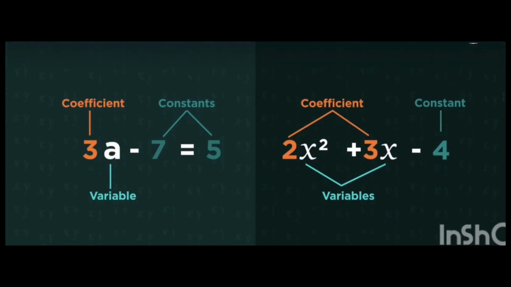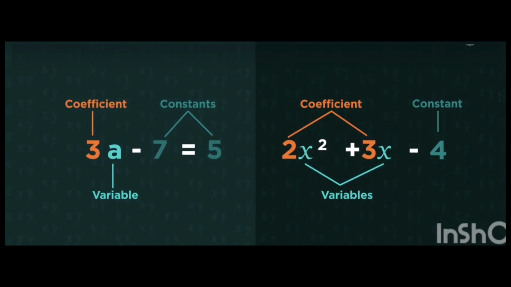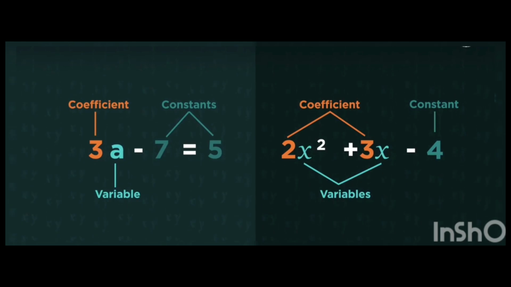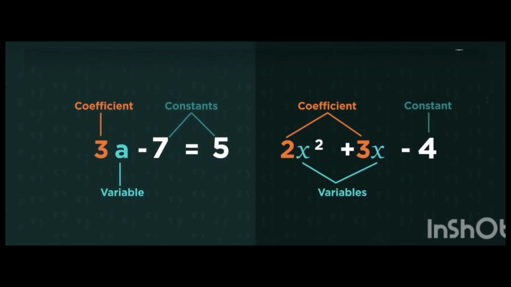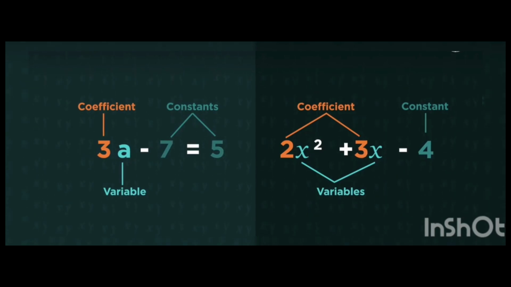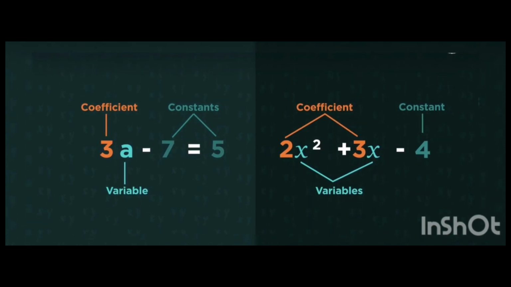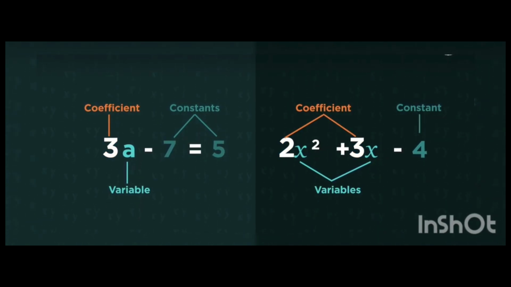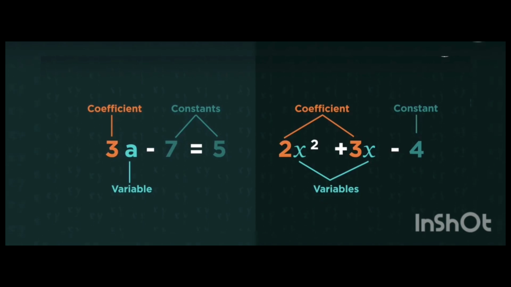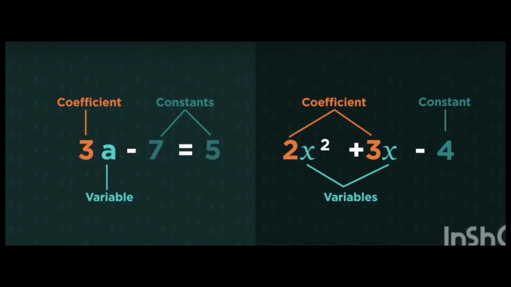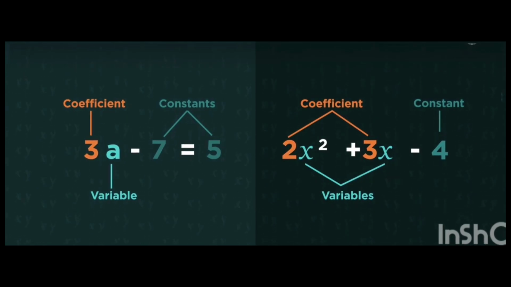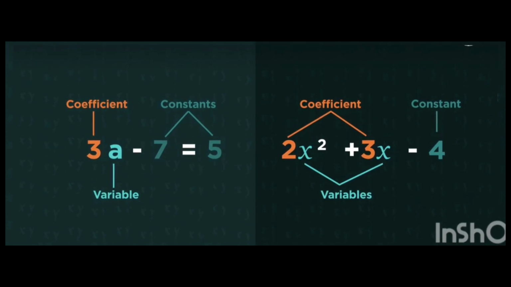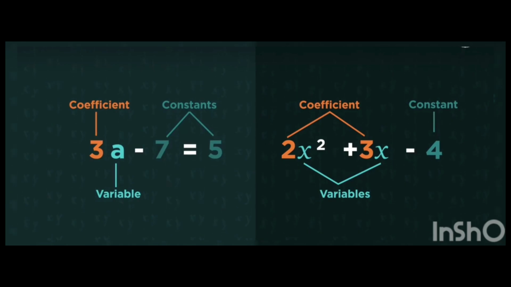A variable is a symbol for a number we don't know yet. It's usually a letter. A number on its own is called a constant. And then the numbers in front of variables, these are called coefficients. They are different to constants because coefficients always multiply by a variable. A number and a letter is a coefficient and a variable, but a number on its own is a constant.